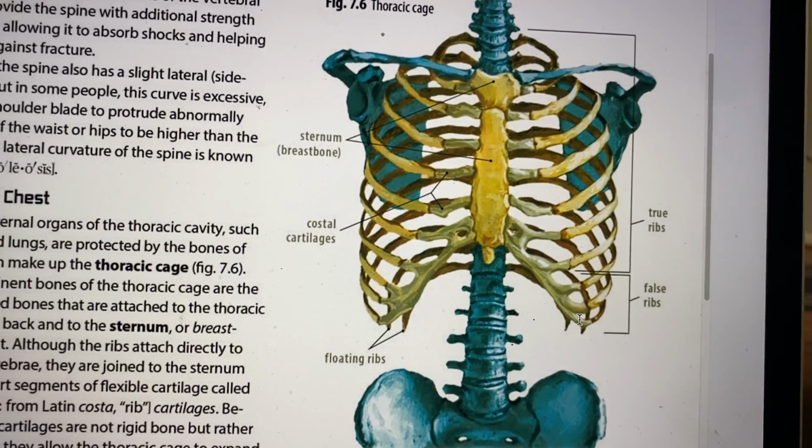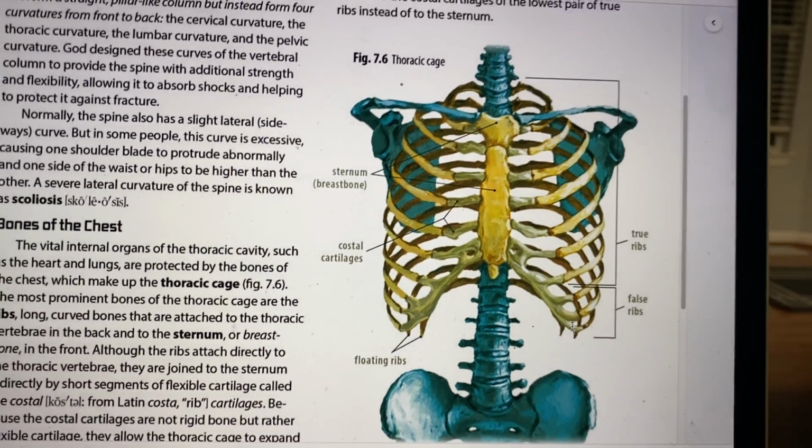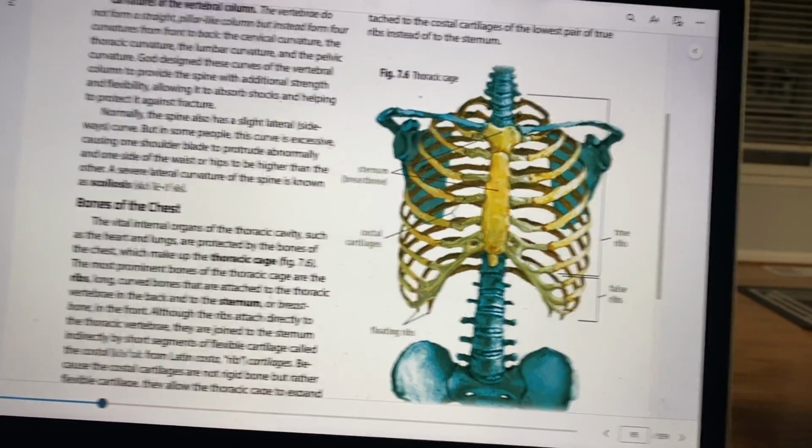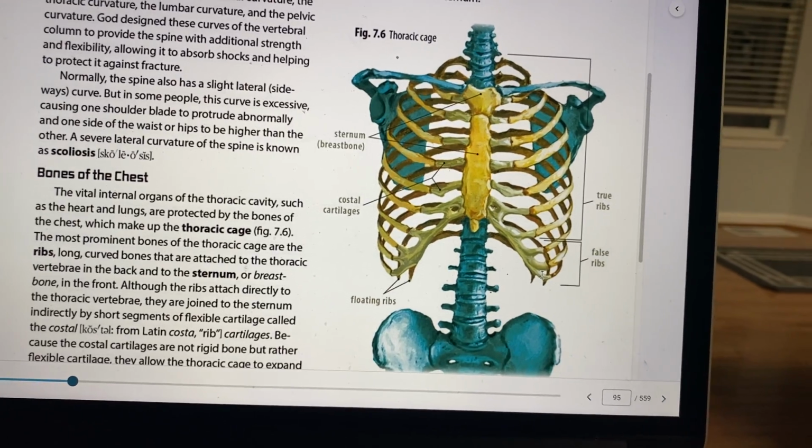So let's see, we're gonna stop there with the axial skeleton. We're gonna go on to the appendicular, with the appendages.